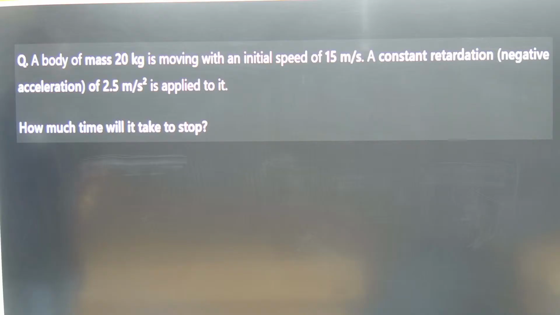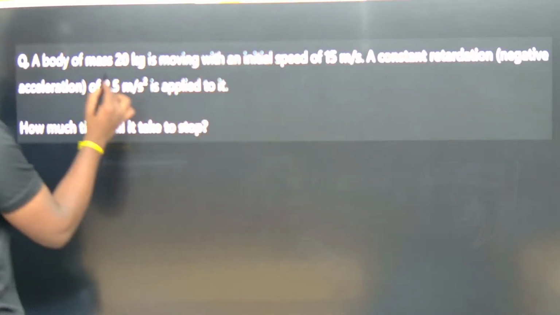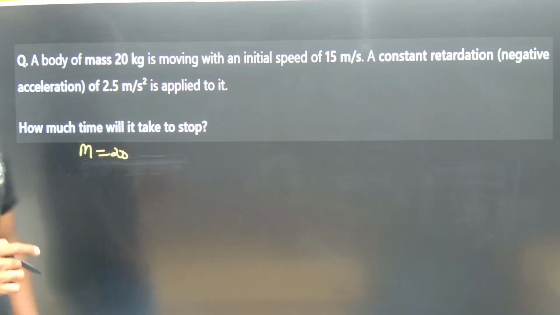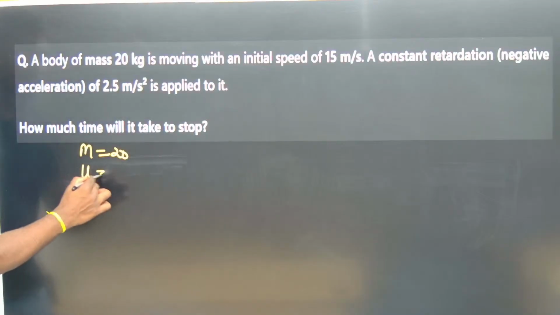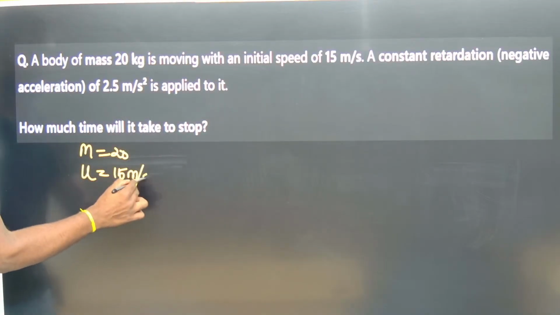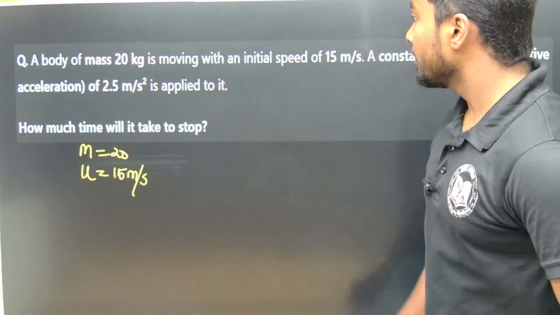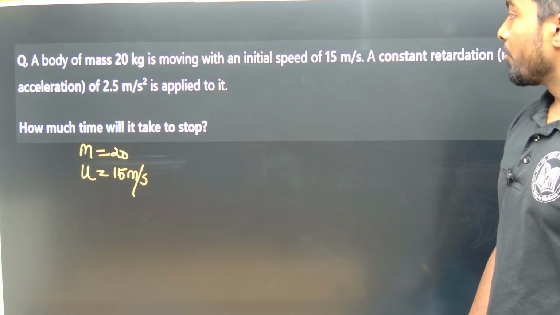Now the next question, a body of mass 20 kg. Let me write first whatever they have given. A body of mass 20 kg, so m is equals to 20. Then moving with initial speed of 15 meter per second, so u is equals to 15 meter per second. A constant retardation, that is negative acceleration, of 2.5 meter per second square is applied to it. How much time will it take to stop?